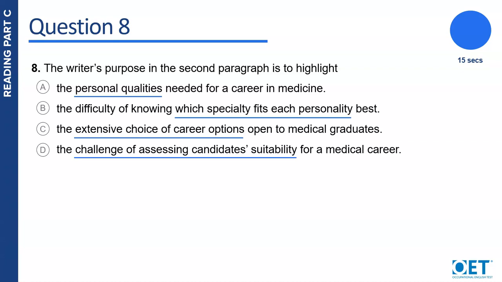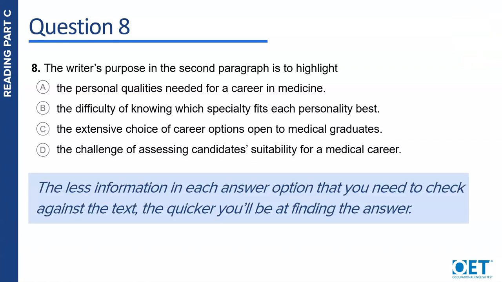Did you get that? Are you still unsure about how to reduce the answer options to their keywords or why this is useful? Let me break it down a bit further. The less information in each answer option that you need to check against the text, the quicker you'll be at finding the answer in the text. This step will help you to read more efficiently.